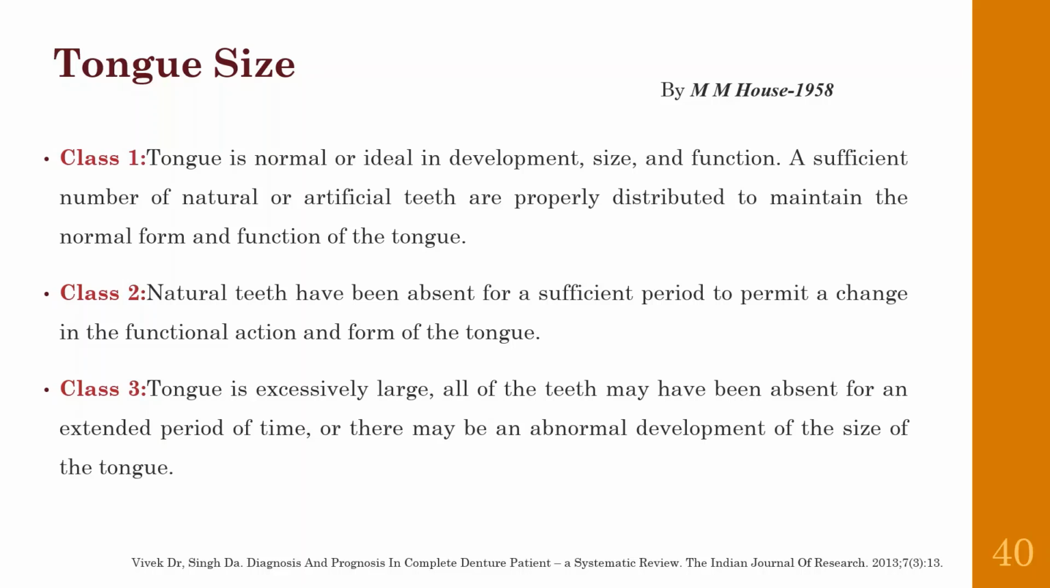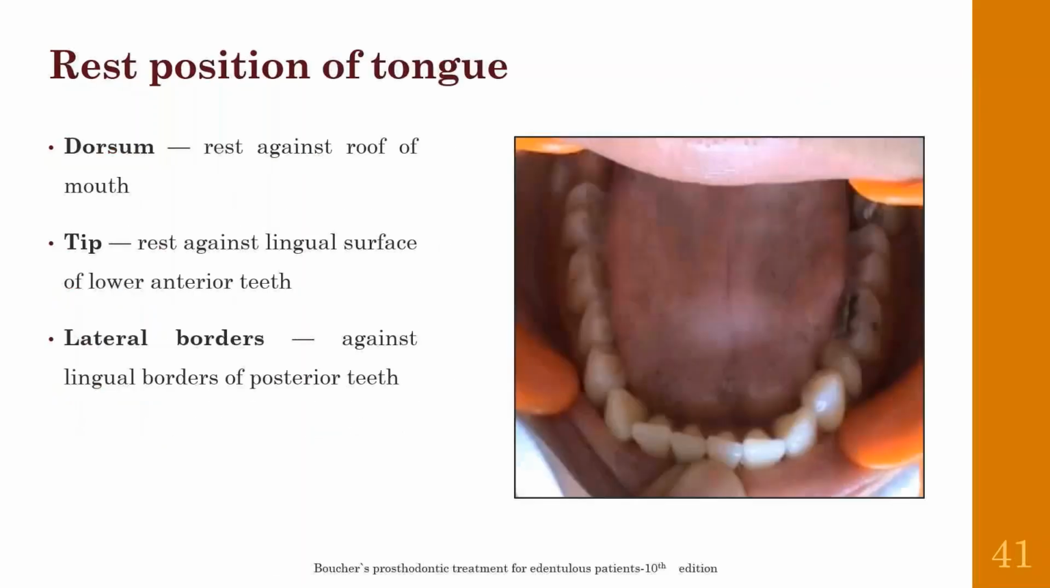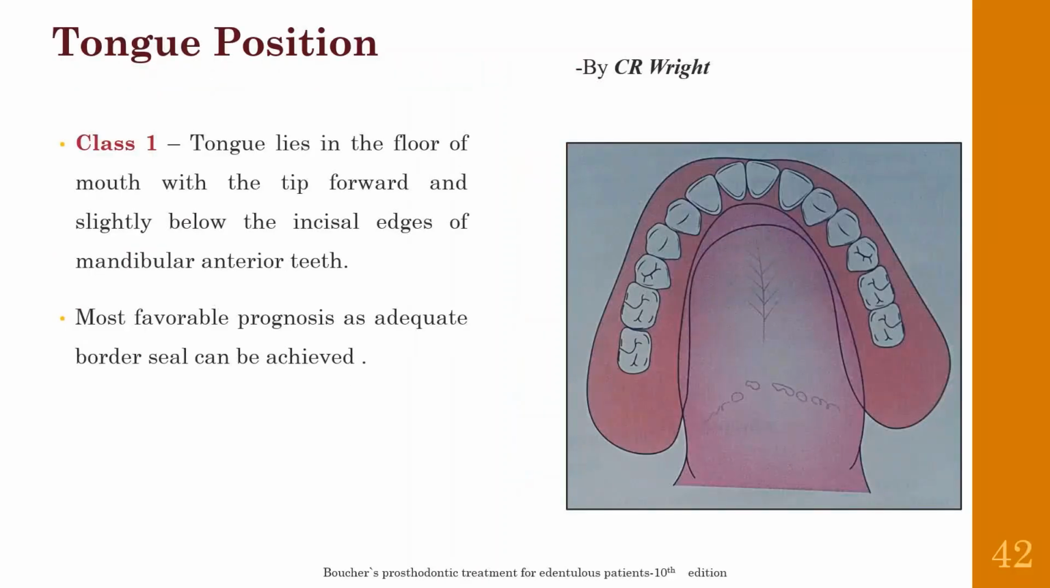Class 3 is where the tongue is excessively large. All of the teeth may have been absent for an extended period of time, or there may be an abnormal development of the size of the tongue. The rest position of tongue: the dorsum rests against the roof of the mouth. The tip rests against the lingual surface of the lower anterior teeth, and the lateral borders against the lingual borders of the posterior teeth.